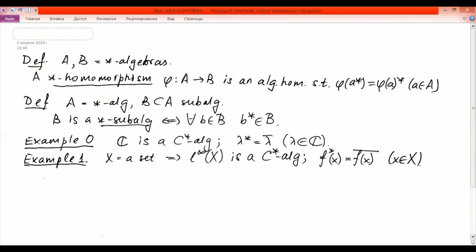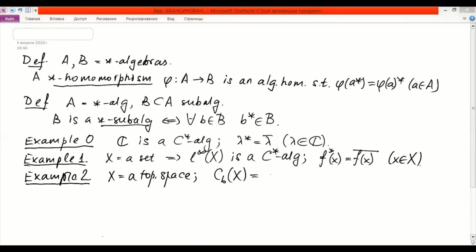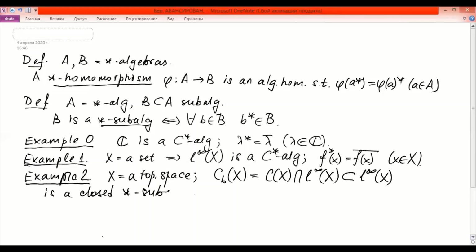Example 2. Suppose now that X is a topological space, and let CB of X denote the algebra of all bounded continuous functions on X. Clearly, this is a closed star subalgebra of L infinity of X. And so it is a C-star algebra.